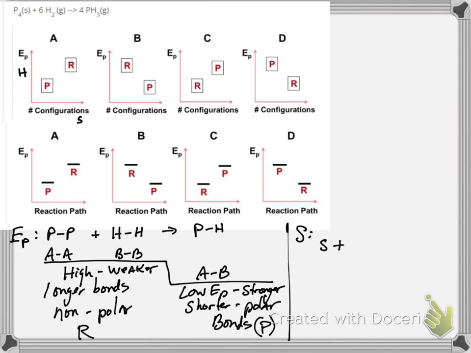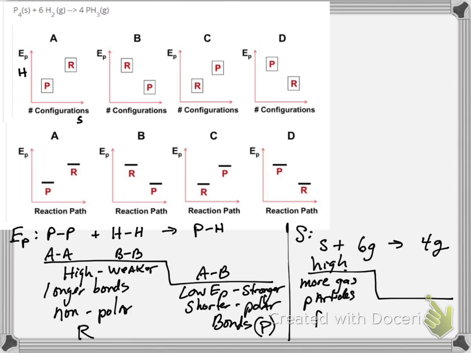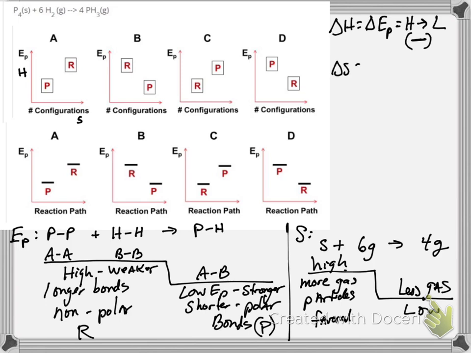So let's look at the entropic analysis. We have a solid plus 6 gas particles, making 4 gas particles. Okay, so with that we can then say we're going from high entropy. Why high? Because there's more gas particles here, and that's favored, to less gas particles. Why? Because there's only 4. And so we're going from high to low in both. That means delta H, which is the same as change in potential energy, is negative, high to low. Delta S is also going high to low, and it's negative. They're both less than 0.